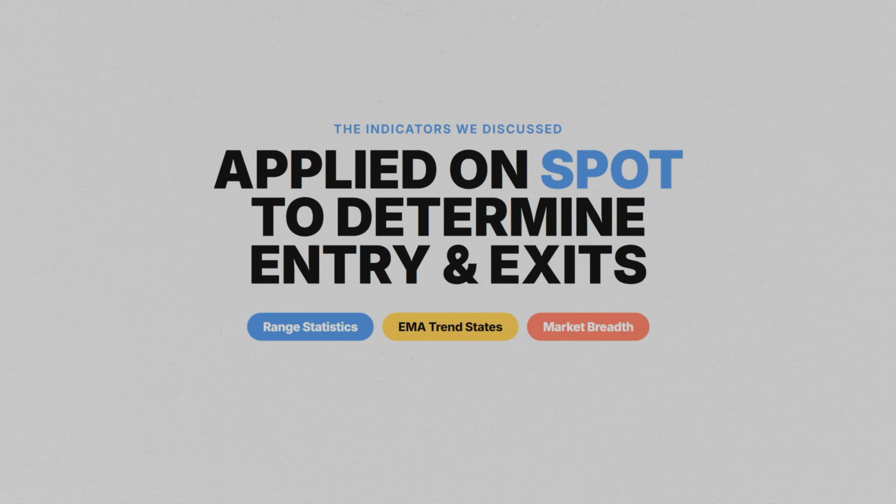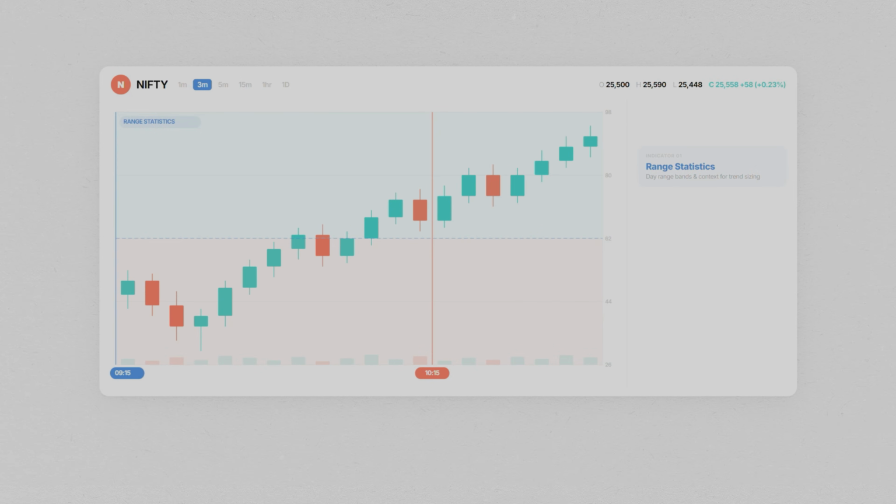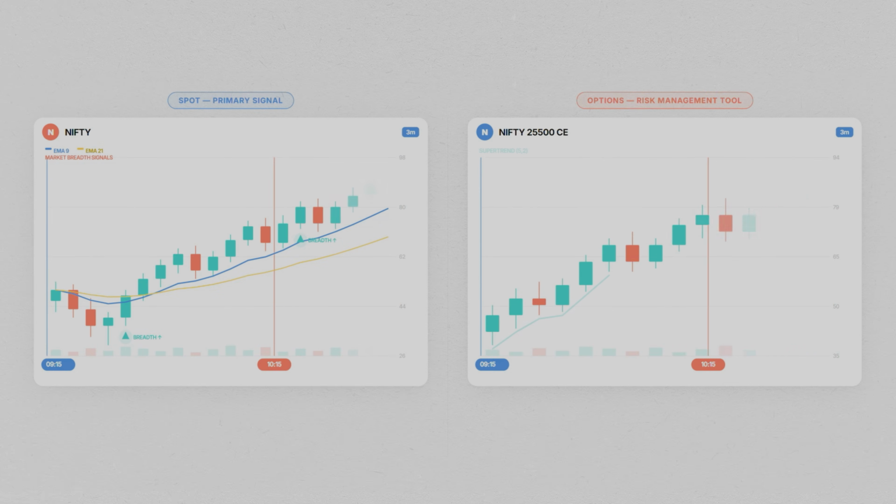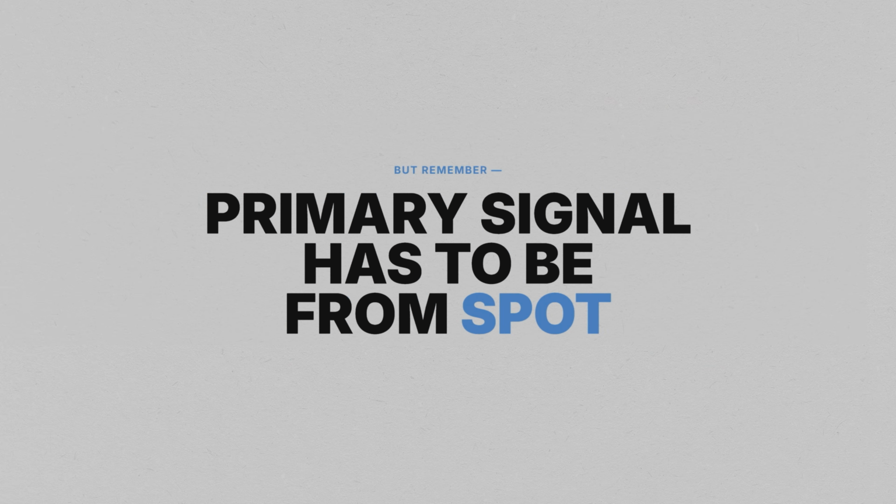Another thing to remember is that the indicators that we discussed, range statistics, EMA-based trend states, and market breadth crossover signals, should be applied on spot to determine entry and exits. It can sometimes help mark the start and the end of a trend. Additionally, you can place a super trend-like indicator on options chart as a risk management tool, but your primary signal has to be from spot.